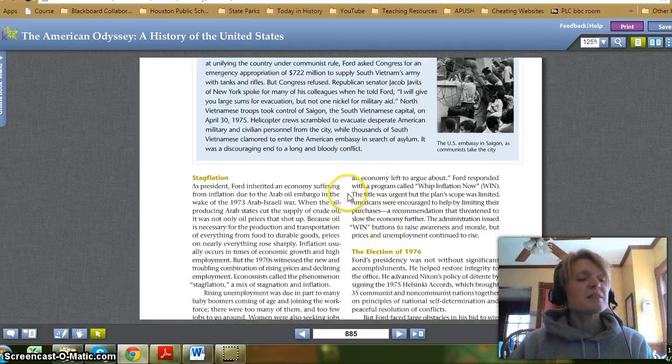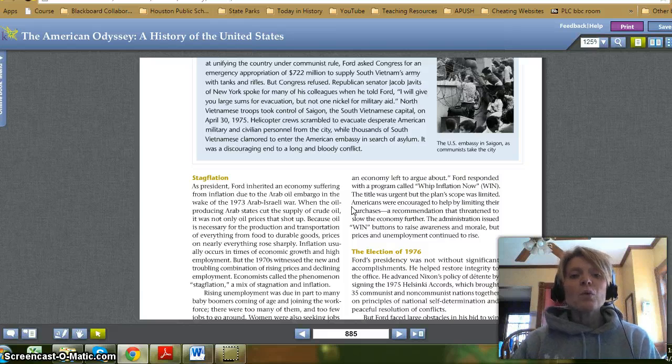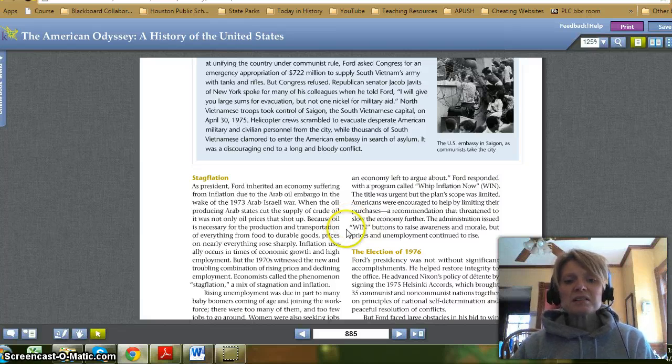Stagflation. As president, Ford inherited an economy suffering from inflation due to the Arab oil embargo in the wake of the 1973 Arab-Israeli War. When the oil-producing Arab states cut the supply of crude oil, it was not only oil prices that shot up. Because oil is necessary for the production and transportation of everything from food to durable goods, prices on nearly everything rose sharply.